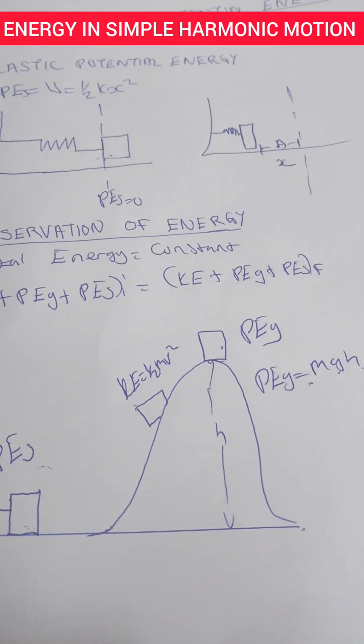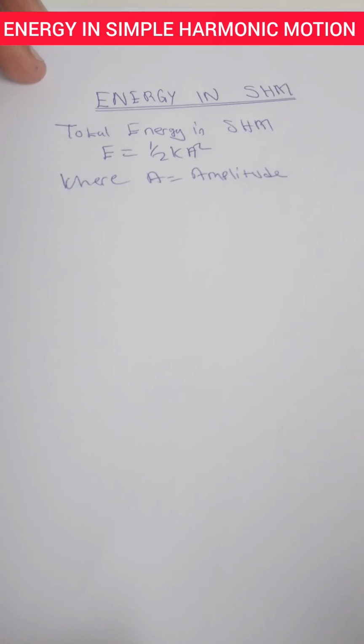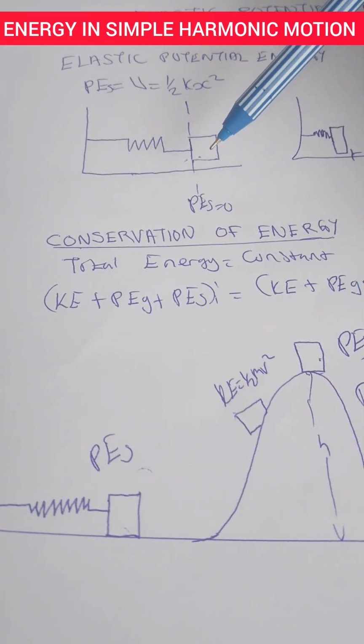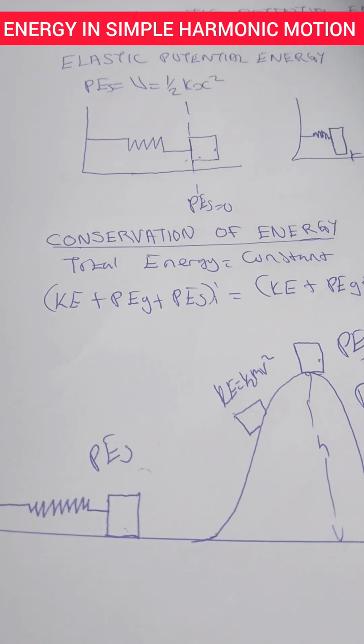Now let's talk about important energy points. The first important energy point is at equilibrium, where x is equal to 0. And there is kinetic energy there because there is maximum speed. If an object is in motion, you are going to find that when it reaches the equilibrium, it has maximum speed. In the same example, you are seeing this spring and this object trying to move to the left.